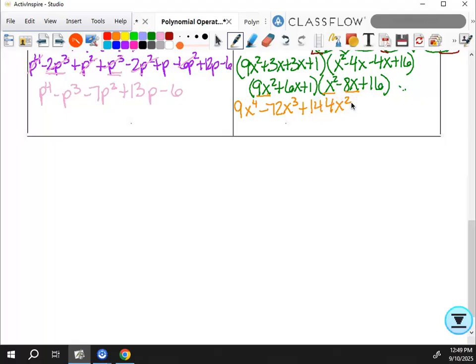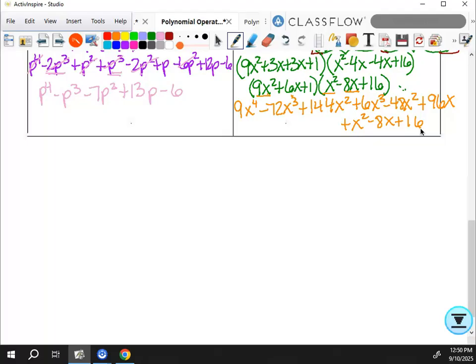Okay, everybody with me so far? Then I got to do the 6. 6x times x squared, that's a positive 6x cubed. 6x times negative 8x, negative 48x squared. 6x times 16, what is that, 96? Yeah, plus 96x. Then the 1, plus x squared minus 8x plus 16.